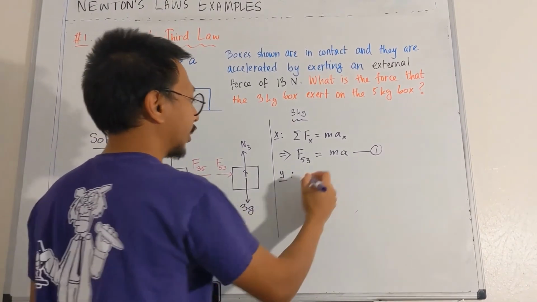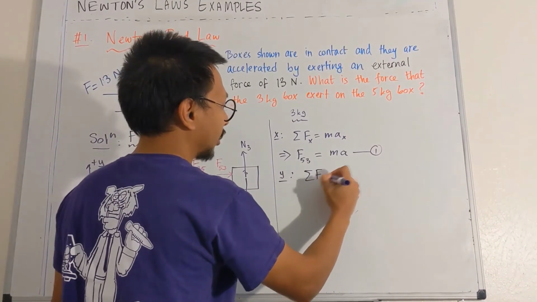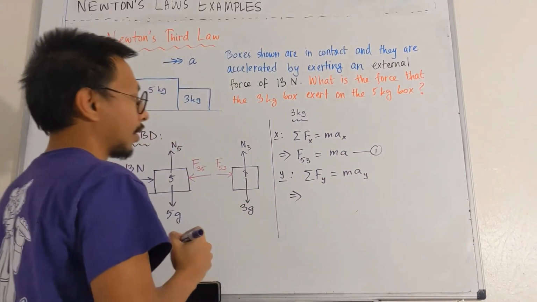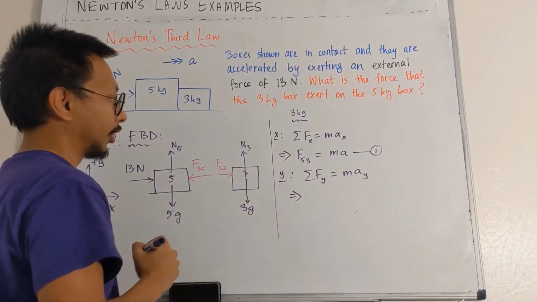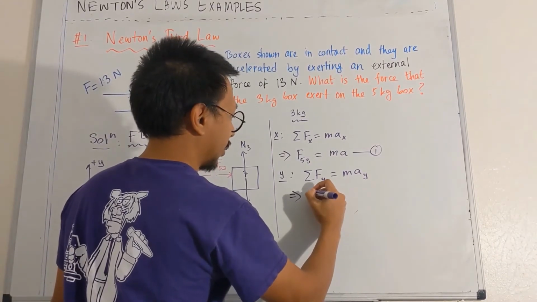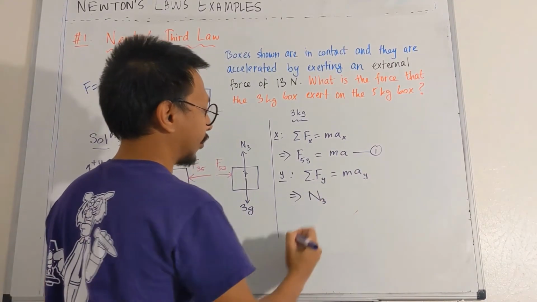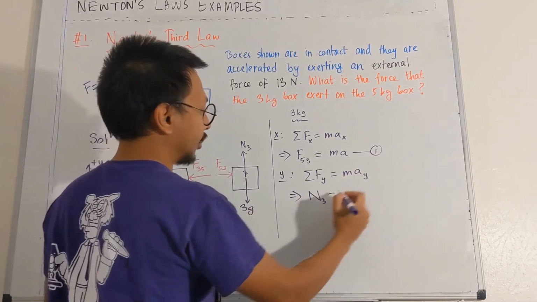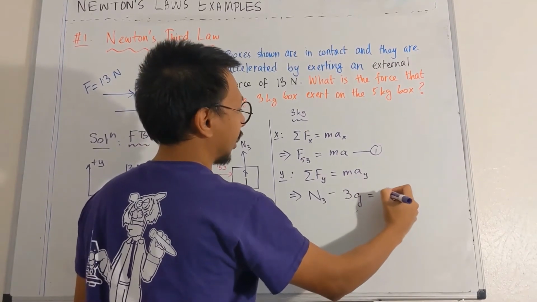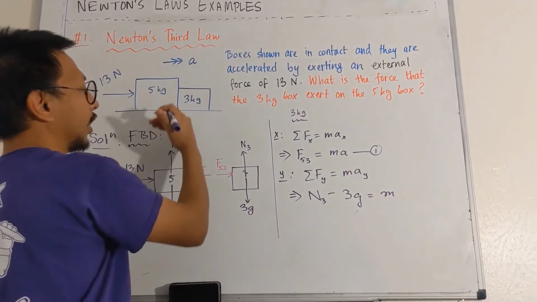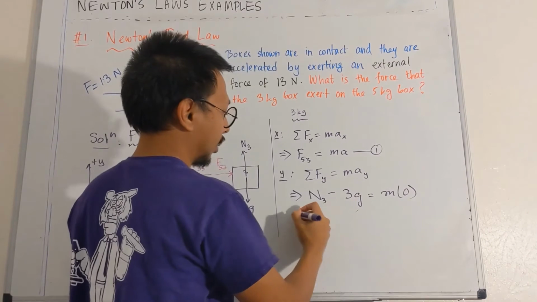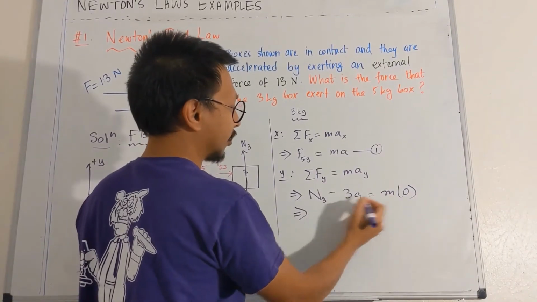What is Newton's second law in the y direction? For the 3 kilogram box, Fy equals may. Then what are the forces in the y direction on the 3 kilogram box? We have N3 and we have 3g. N3 is in the positive direction, so positive N3 minus 3g, which is in the negative y direction, equals m times ay. What is ay? Again, the system is not moving in the y direction, so this is 0. Hence we end up with N3 minus 3g equals 0.